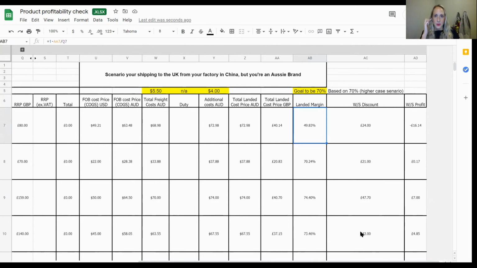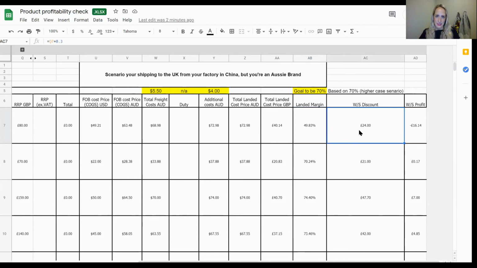And a tip: every single individual item doesn't have to achieve 70. Overall, if your collection achieves 70, perfect. Some could be 76, some could be as little as 60. But overall, if your collection margin is 70, then that means you can afford to lose on a few because you're going to overachieve on others. So that's the goal.